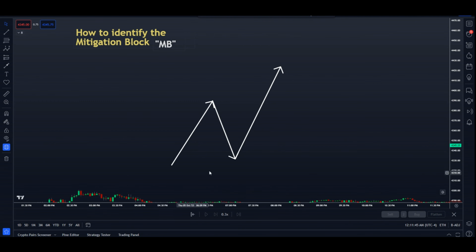Let's go ahead and break down a diagram here. You have a move up, a move down. This was once resistance. Now, when price returns here, this top here will be acting as support.